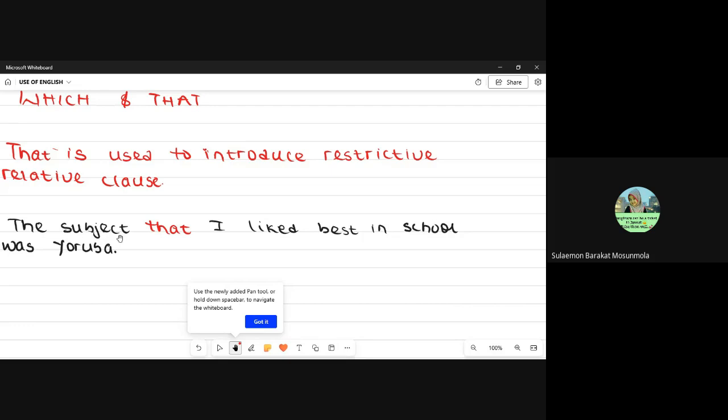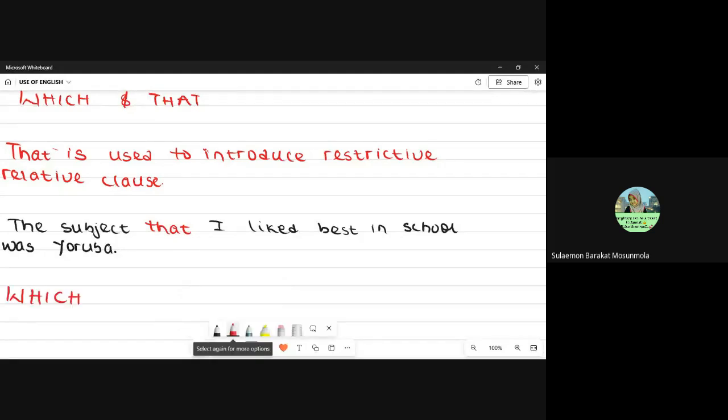Let's talk about which. When we say which, it is a relative pronoun that you use to introduce your relative clause or dependent clause. It also adds information, but now in a non-restrictive way. Non-restrictive means that if I remove that information from the sentence, it doesn't change the meaning of that sentence, although that information will just give me more knowledge about what is being discussed. Let's take an example to buttress that point.